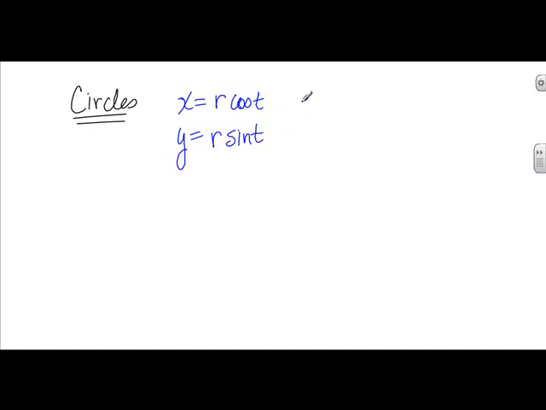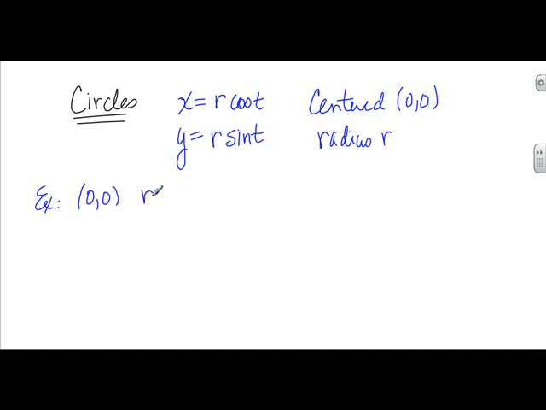So this is a circle centered at the origin with radius r. R, not 4. So if we wanted to write parametric equations for the circle that had a center point at 0, 0 and a radius of 5, then those equations would be x equals 5 cosine of t and y equals 5 sine of t.